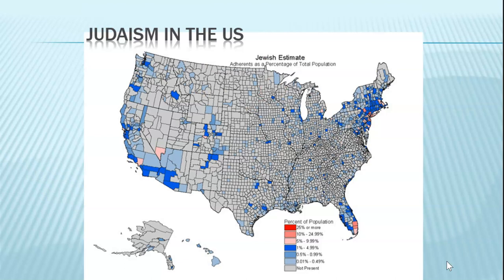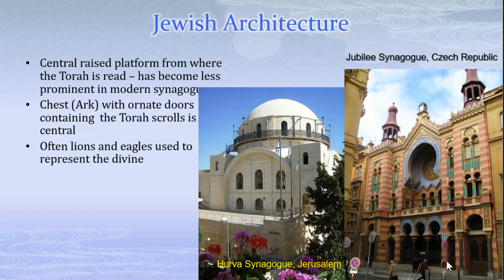And then in the US, we can also see concentrations of the population. And we will talk about this later on when we talk about mapping. All right, when we talk about architecture, I want to briefly talk about architecture.